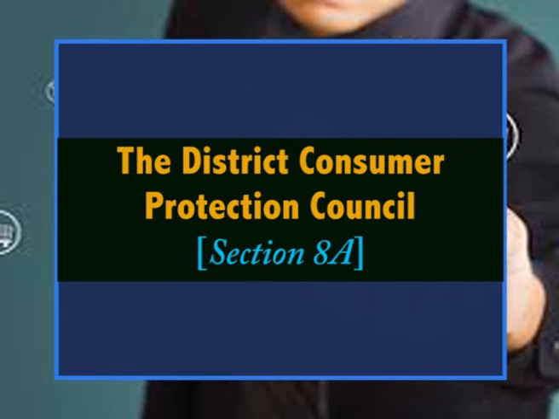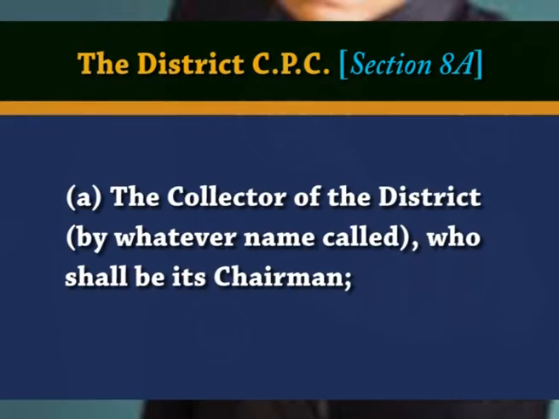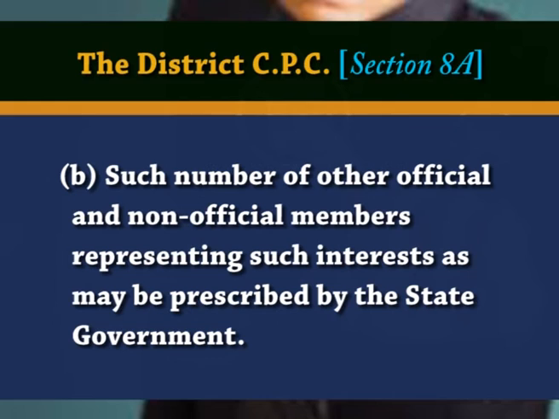Lastly, we will discuss the District Consumer Protection Council, which is defined in Section 8. The state government is also empowered to establish for every district by notification a council to be known as a District Consumer Protection Council. The District Consumer Protection Council consists of the following members. One is the collector of the district, by whatever name called, who shall be its chairman. Then such number of other official and non-official members representing such interests as may be prescribed by the state government.